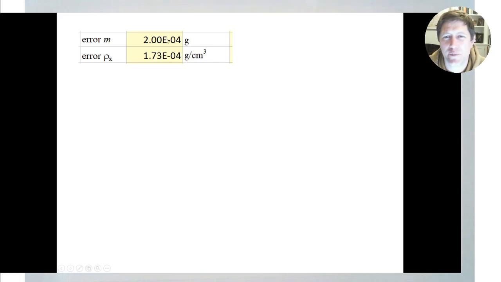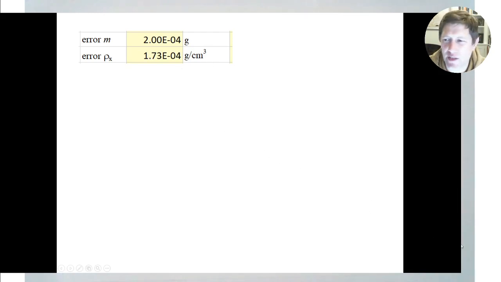Okay, so this is what we're talking about. We've now got an error for both the mass in air and the mass in xylene. They've both got the same error, 2 times 10 to the minus 4 grams. And the error of the xylene density, rho x, we're going to take as this value, 1.73 times 10 to the minus 4 grams per centimetre cubed. And that's just a value that I've calculated separately based on the xylene density measurements.